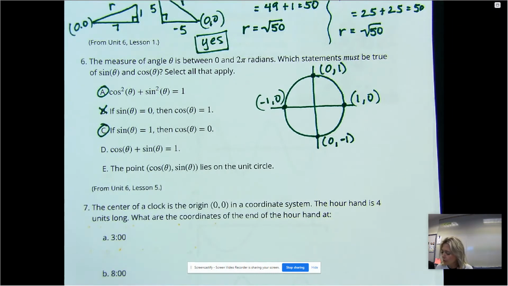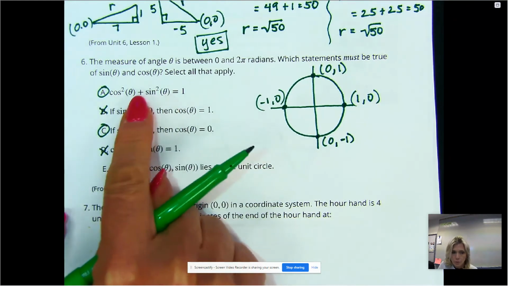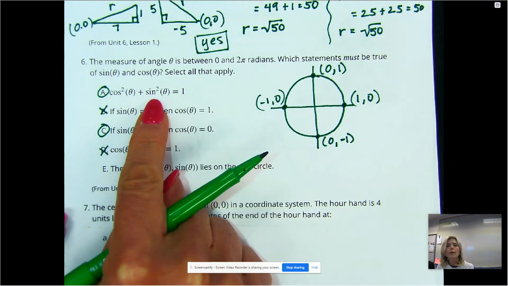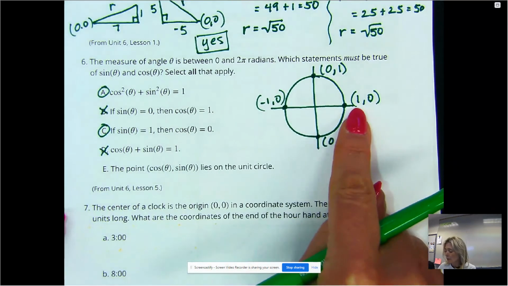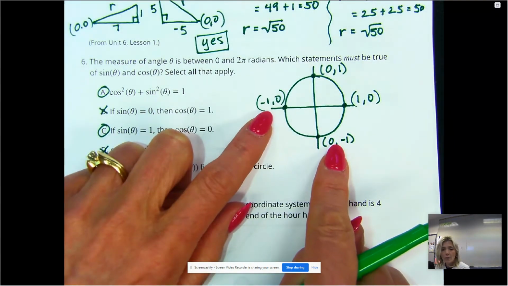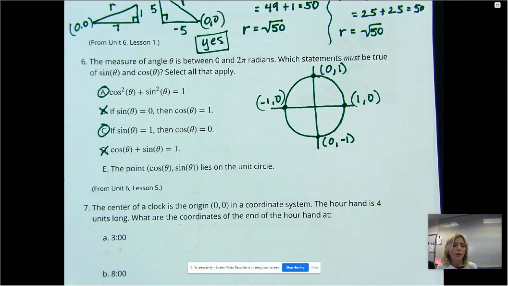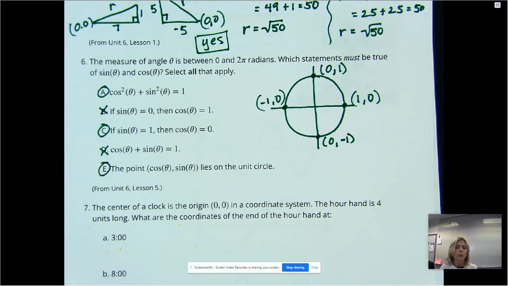Okay, D, the cosine of theta plus the sine of theta is equal to 1. That's not true. This is the true cosine squared plus sine squared. This happens sometimes. 1 plus 0 is 1 in those two places, but here we have 0 and negative 1, so it wouldn't add up to 1. And then finally, E, the point cosine theta, sine theta lies on the unit circle. Yes, that's what we've been working on for over a week now. So yes, for sure, for point E.